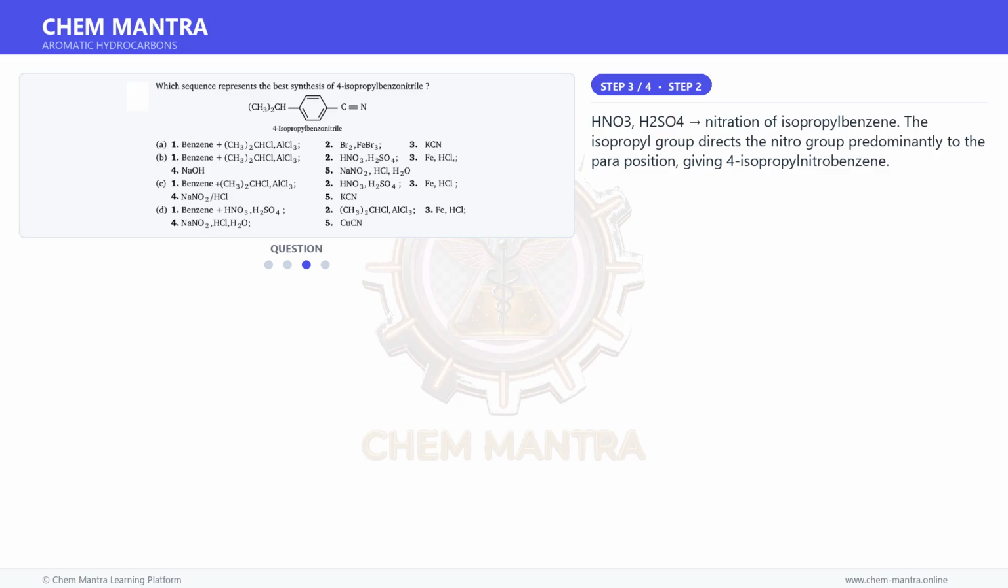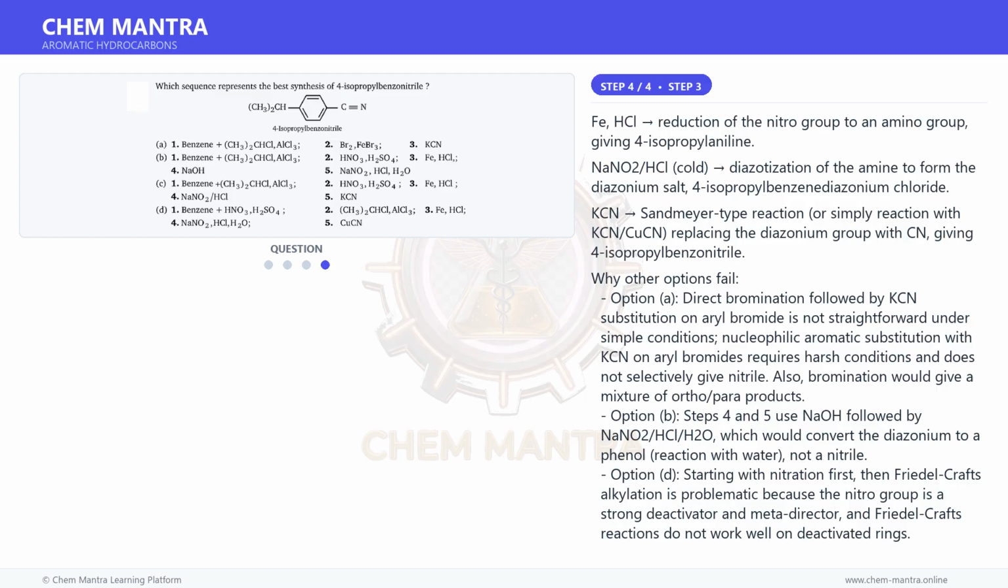HNO3, H2SO4: nitration of isopropylbenzene. The isopropyl group directs the nitro group predominantly to the para position, giving 4-isopropylnitrobenzene. And for the next step, Fe, HCl: reduction of the nitro group to an amino group, giving 4-isopropylaniline.